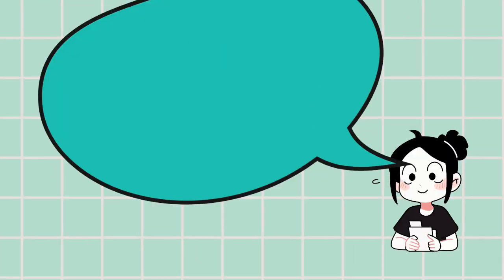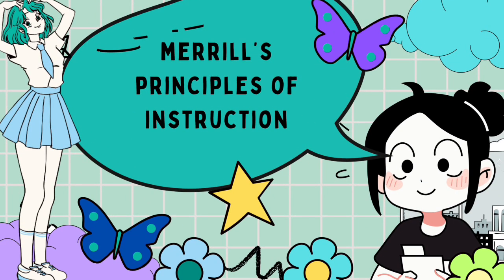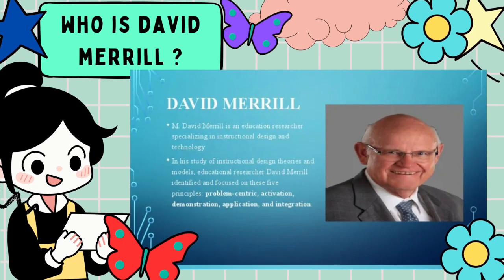Moving on to MERRILL'S Principles of Instruction. This model highlights that learning is promoted when learners are engaged in solving real-world problems, existing knowledge is activated as a foundation for new knowledge, new knowledge is demonstrated to the learner, new knowledge is applied by the learner, and new knowledge is integrated into the learner's world.